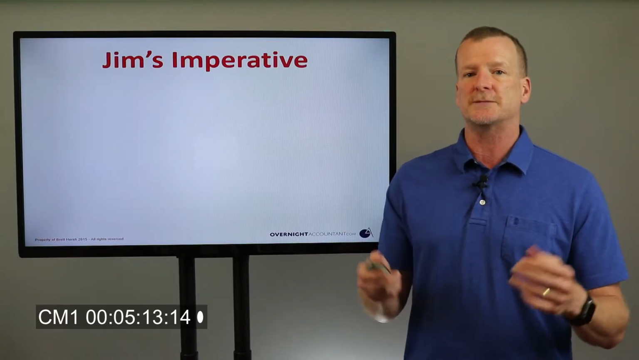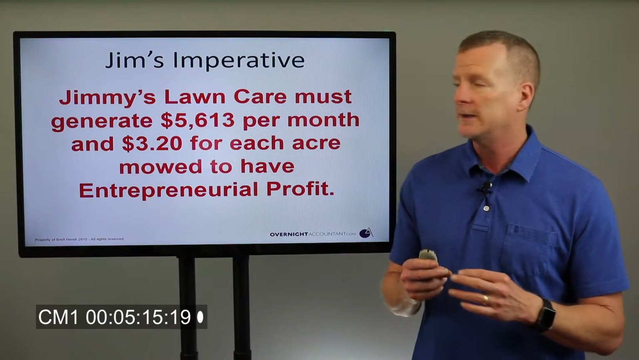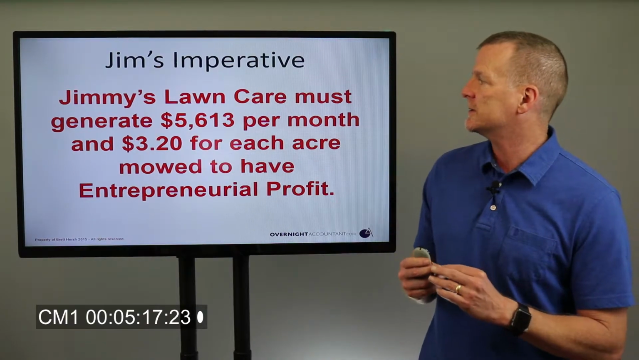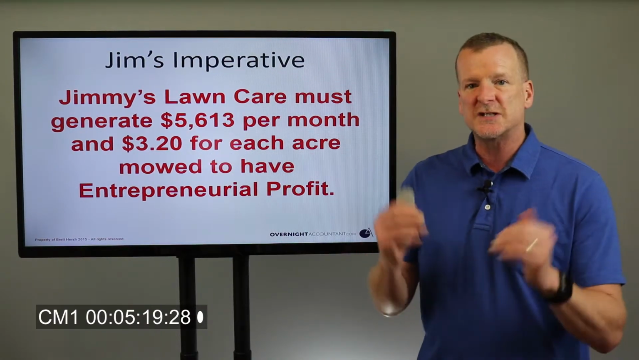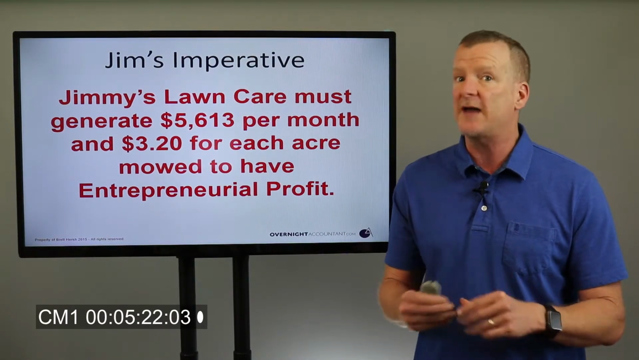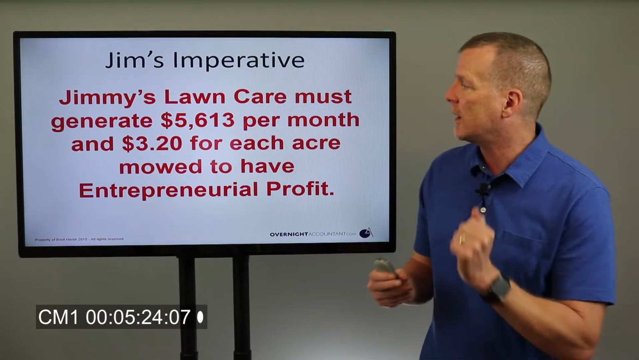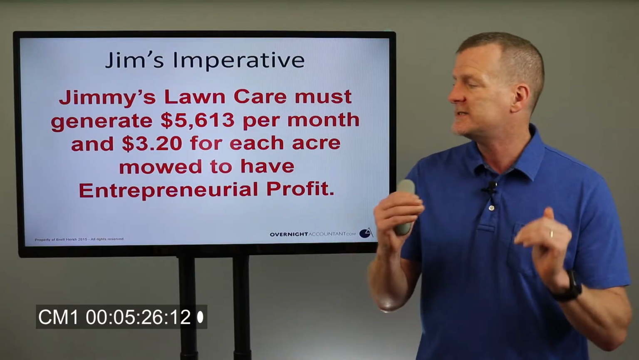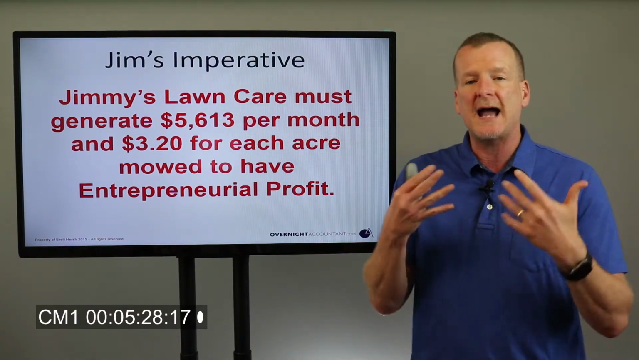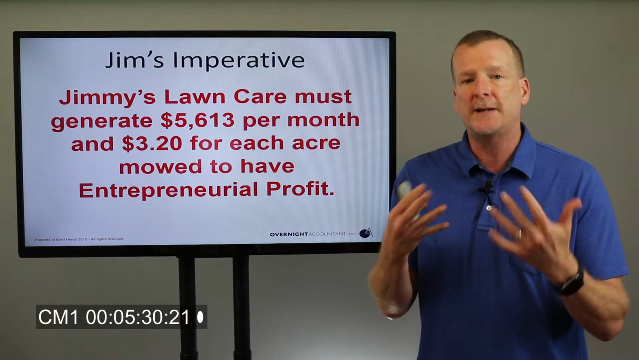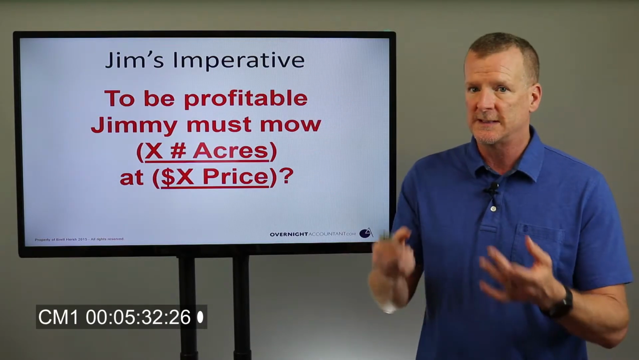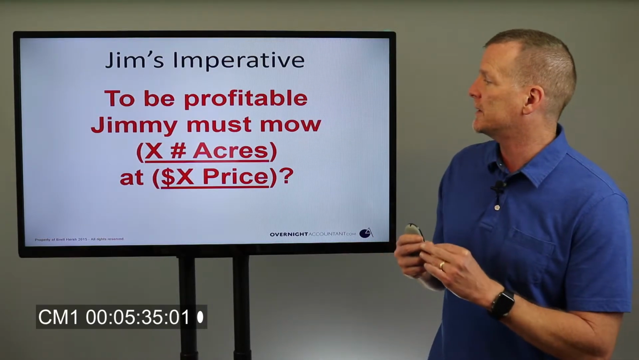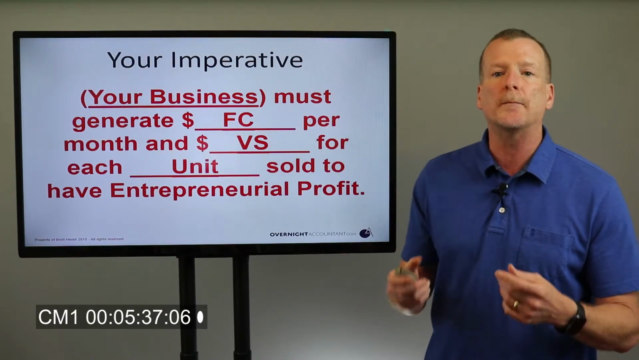So let's revisit this imperative we were working on earlier. Let's reword a little bit. Jimmy's lawn care must generate $5,613 per month and $3.20 for each acre mowed to have an entrepreneurial profit, to pay his business and personal bills. So to be profitable, Jimmy must mow how many acres at what price?